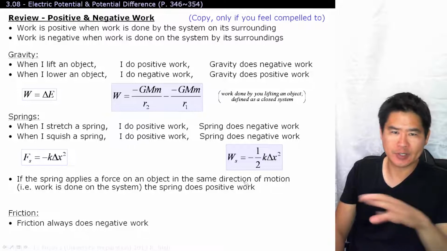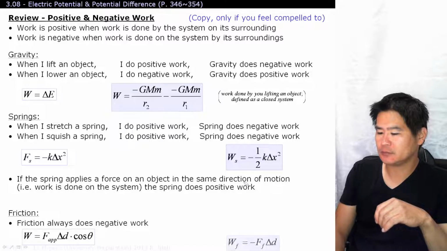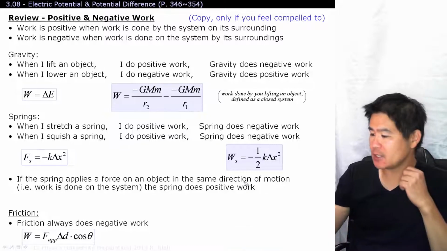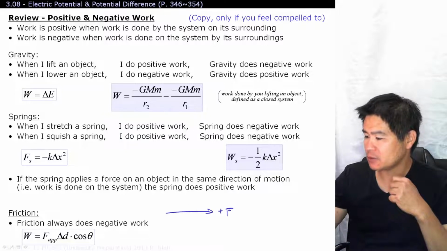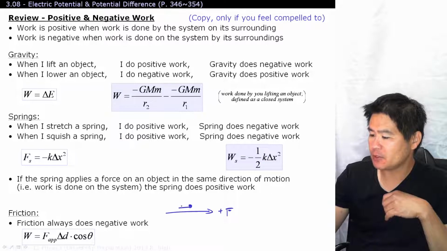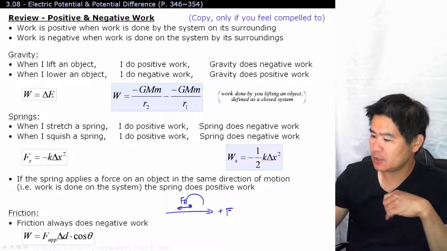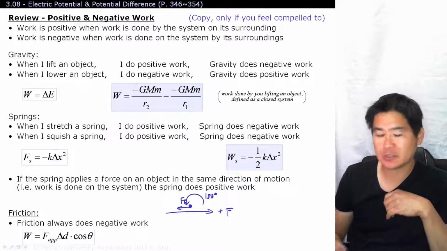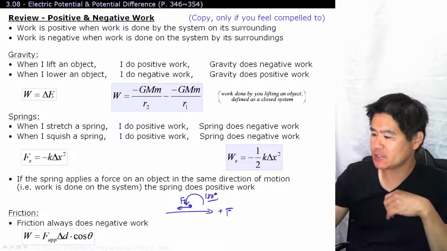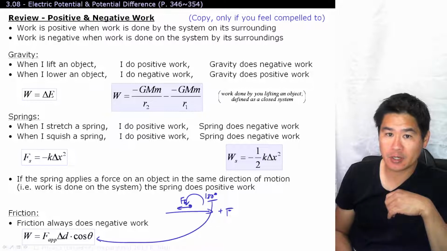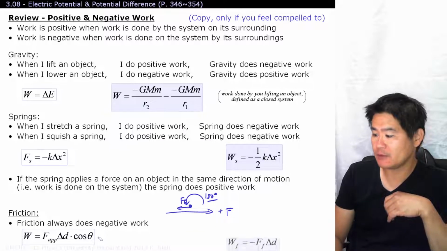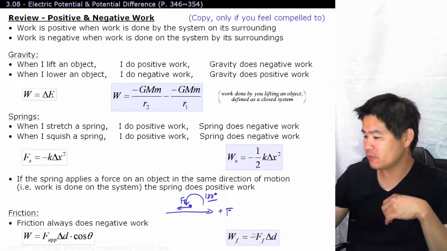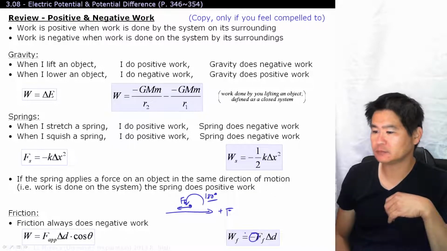And friction always does negative work. A good way of seeing that is, as I'm pushing it forwards, let's say positive is forwards, the force of friction goes in the opposite direction. It's a total of 180 degrees opposite of forwards. So if you substitute 180 degrees into cosine of theta, the cosine of 180 gives you -1. You'll find that friction, as a result, will always perform negative work.